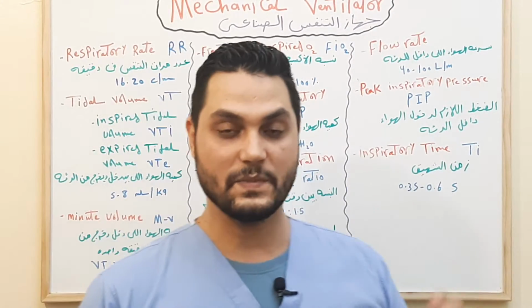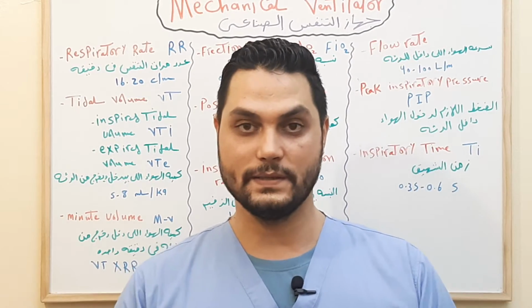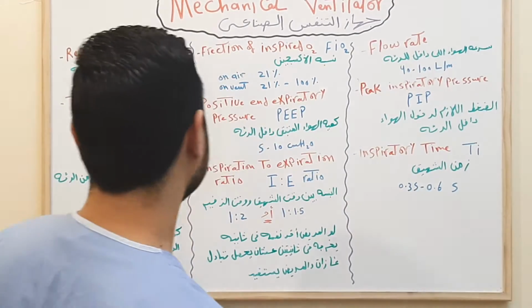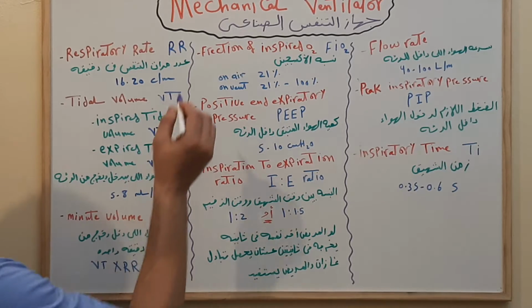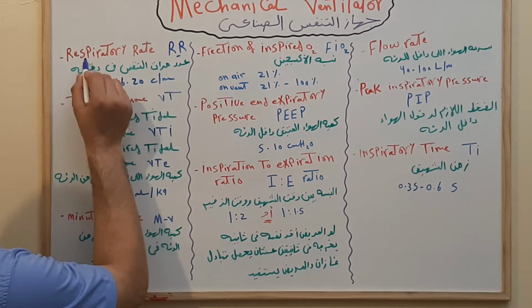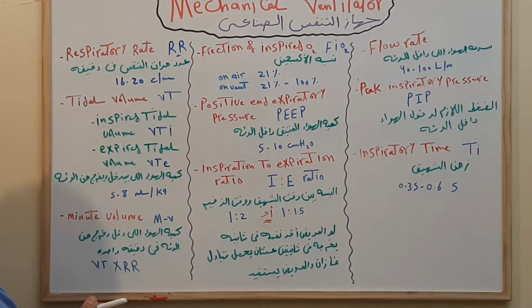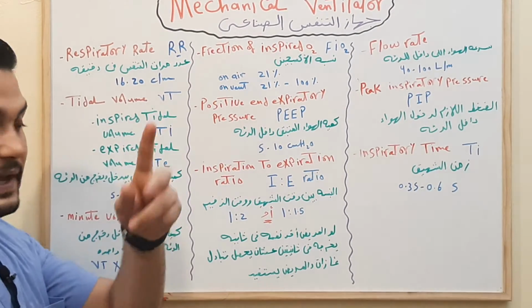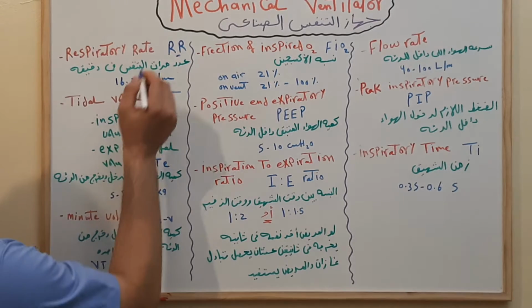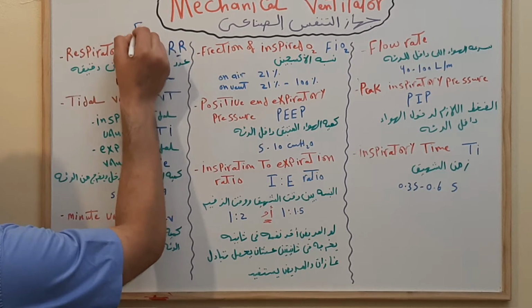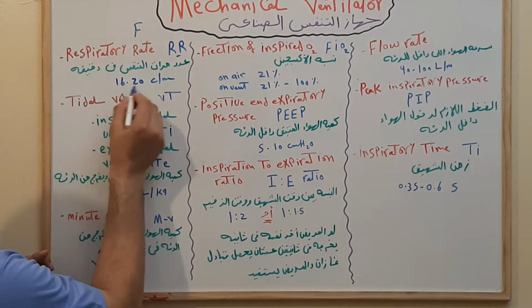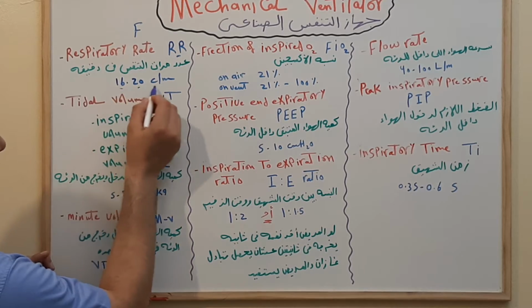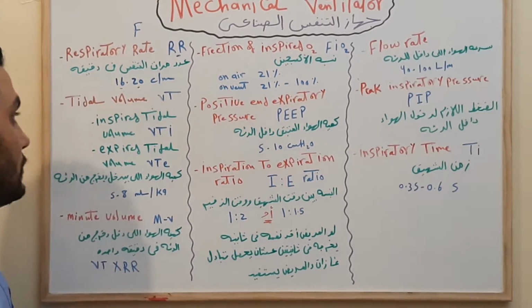At first we will speak about the abbreviations which appear on the screen of the mechanical ventilator machine. At first, RR. If we see RR, this means respiratory rate. Respiratory rate is the time of breathing, or cycles of breathing per minute. It will also appear as F, frequency. The normal range is from 16 to 20 cycles per minute.